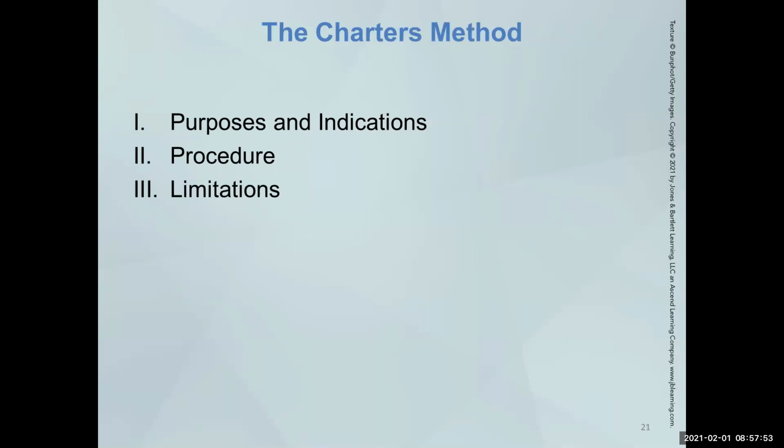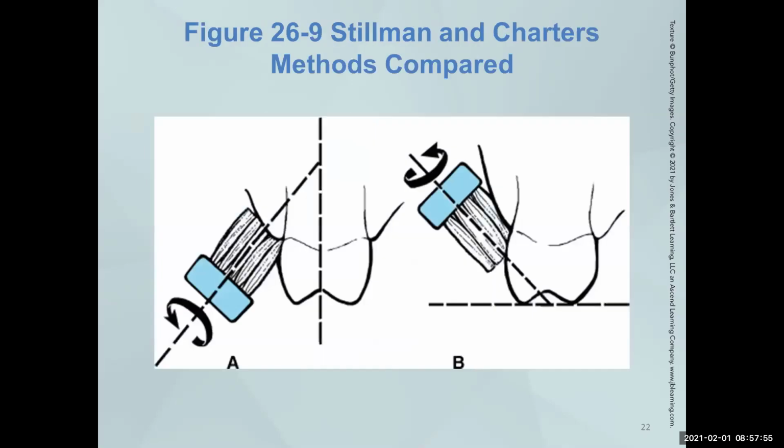And the Charters method. The Charters method, when would you use something like this? Look at this, B. This A is Stillman's. B is Charters. It's in the opposite direction. When would the Charters be good? The Charters method is good.